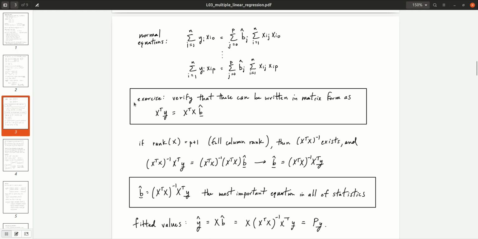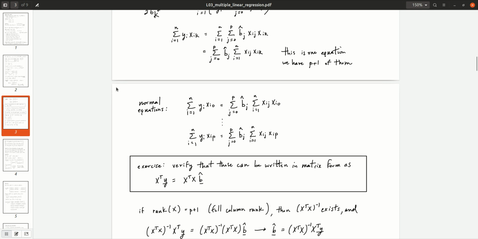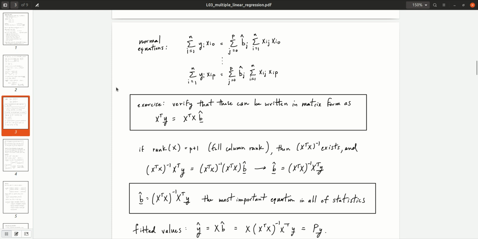So what I want you to do for an exercise: it's not too hard to verify that this is the derivative. You can check that on your own. What's a little bit trickier is to verify that you can take the set of all of these equations, the normal equations, and write them in matrix form. And this is the matrix form. So you take X, which we call the design matrix, transpose Y, the vector of responses, and that is equal to X transpose X times the regression coefficients.